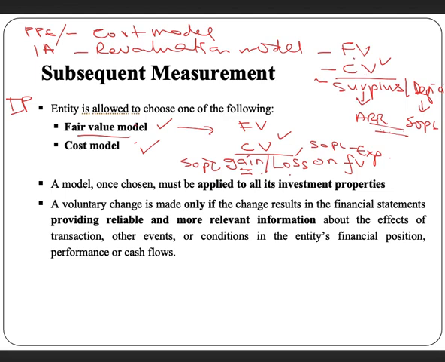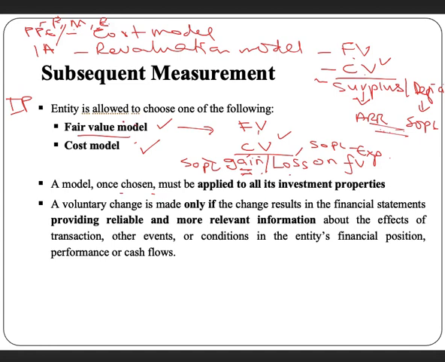Here, fair value more than carrying value is a surplus. For the fair value model, when fair value is more than carrying value, we call it a gain. A model once chosen must be applied to all of its IP. What does that mean? When you learn PPE, you have property, machinery, equipment. These different classifications of asset may have different methods of measurement. Property may use the revaluation model, machine the cost model, equipment the revaluation model. They could be different, but within a classification it must be the same. Between classifications, it can be different.